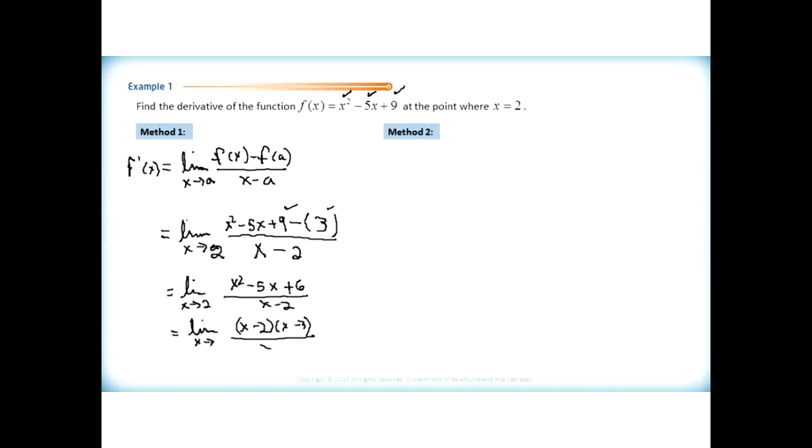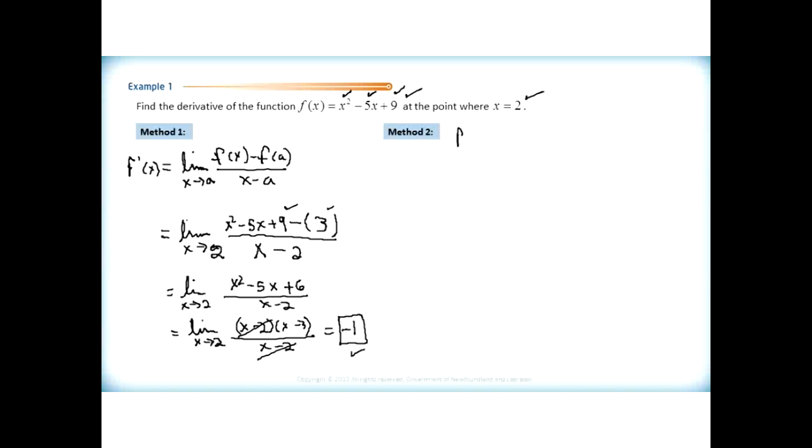And that's all over x minus 2. And we still have the limit as x is approaching 2 here, but we can eliminate those two factors, fill in our 2, and we'll just get 2 minus 3, which is negative 1 for the slope of our tangent, or the value of our derivative. So if I were to draw a tangent line that touched that curve at the point where x equals 2, that line would have a slope of exactly negative 1.